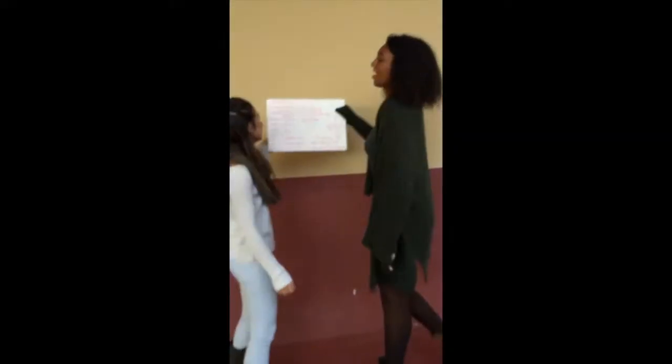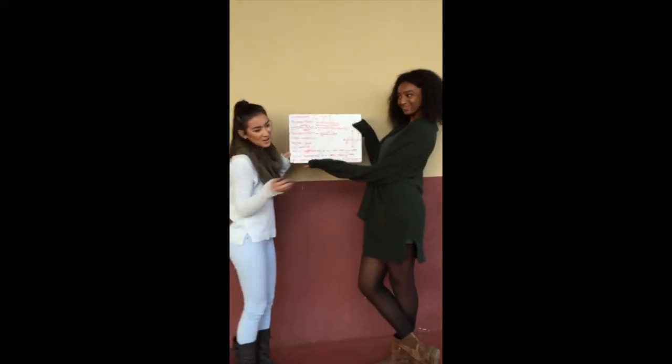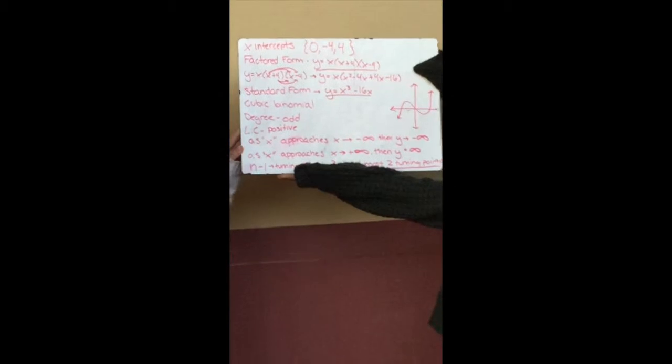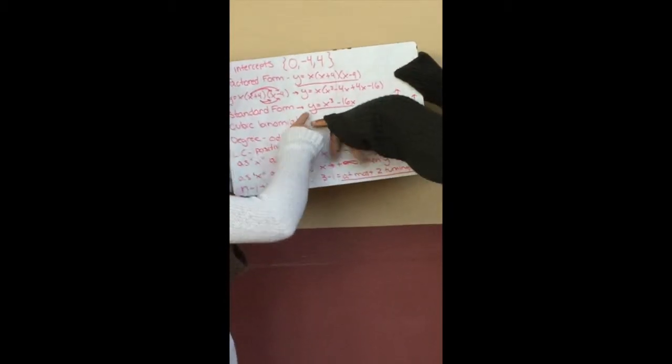Hi, Mr. Soohoo. So we're gonna be doing number 5. We're starting out with the x-intercepts that they give us, which are 0, -4, and 4. And we're going to put that into the factored form, which is basically setting all of these equal to 0, and you get your factored form. And then we're going to go from factored form to standard form, which is basically double distributing it, which we showed in the first problem. Then you need to simplify that out and you get your standard form.